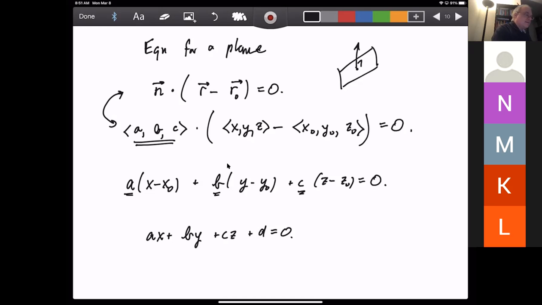Okay, so Brooke refers to this as the linear equation, and this as the scalar equation. Both of these, in fact, are scalar equations. Both of them are linear equations in x, y, and z.